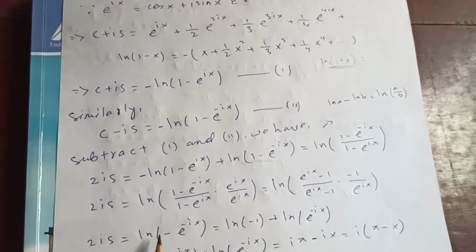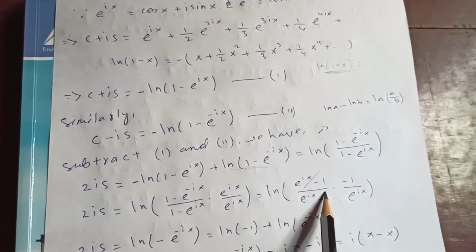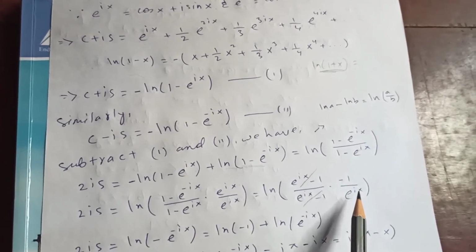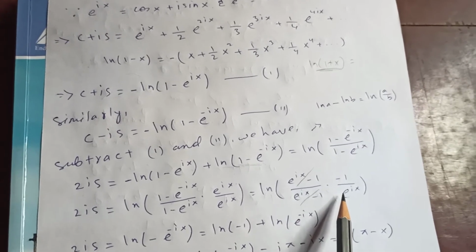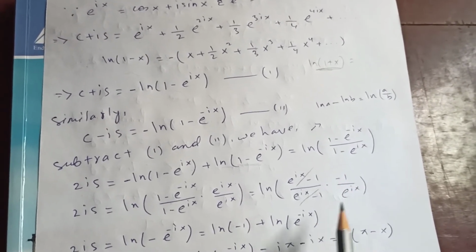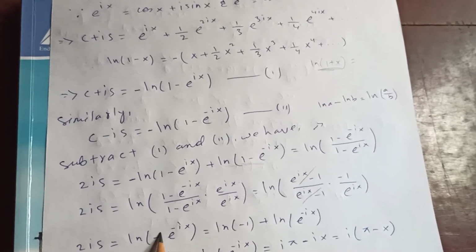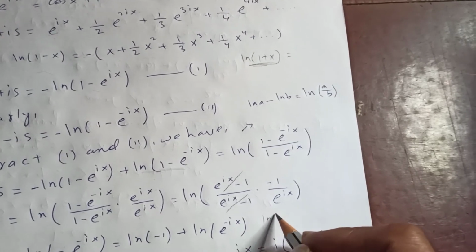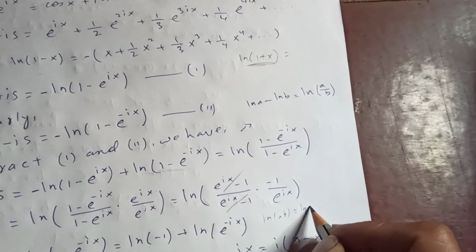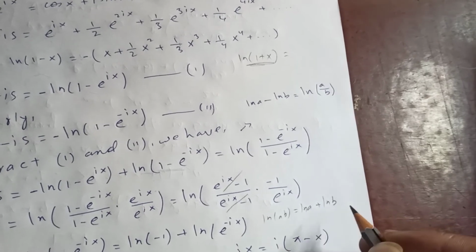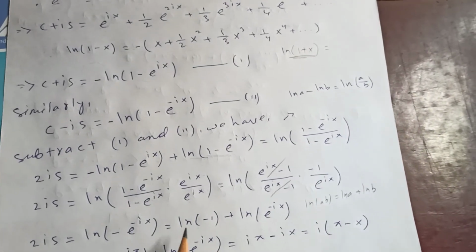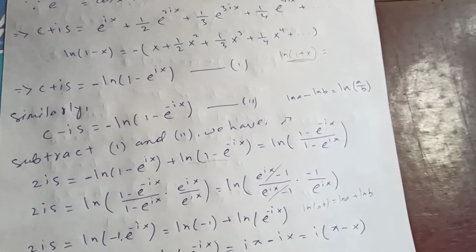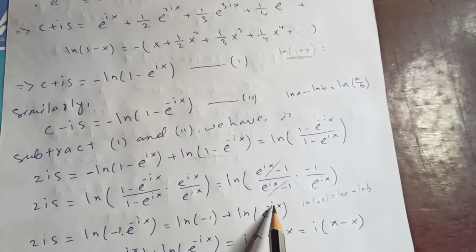So 2iS is log of, these two will cancel out because they are the same. We are left with minus 1 by e^(ix), which is log of minus 1 times e^(-ix). Now we use the log property again: log(AB) equals log A plus log B. I can keep this one as negative 1. So log(-1) plus log e^(-ix).